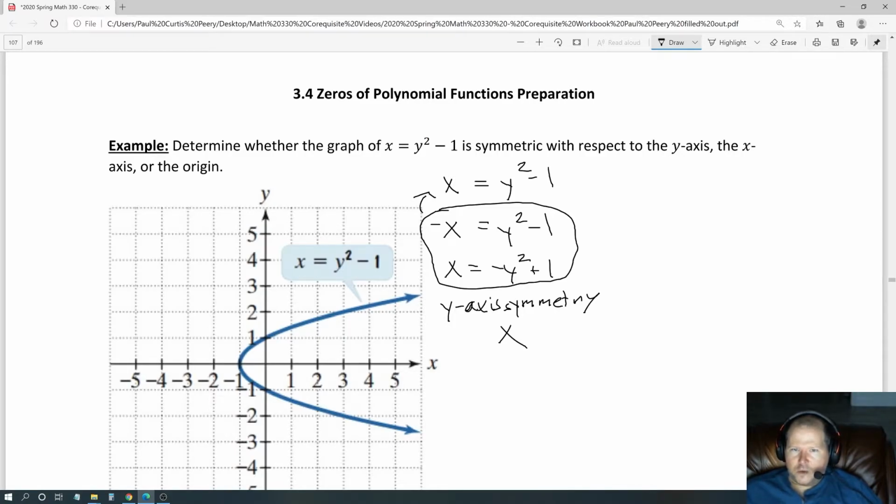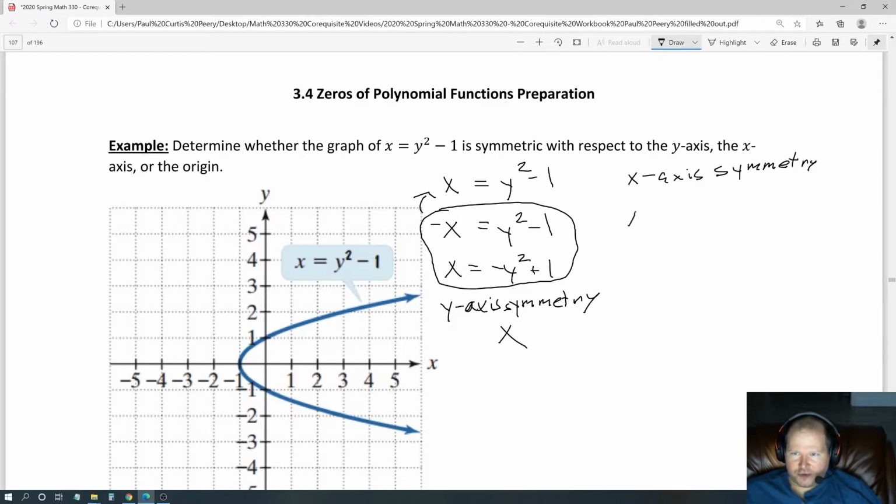So we're going back to the original one. First, we're looking at x-axis symmetry. What we do here is plug in basically the opposite. When I'm doing y-axis symmetry, I plug in a negative x. When I'm doing x-axis symmetry, I plug in a negative y. So we kind of plug in the opposite.